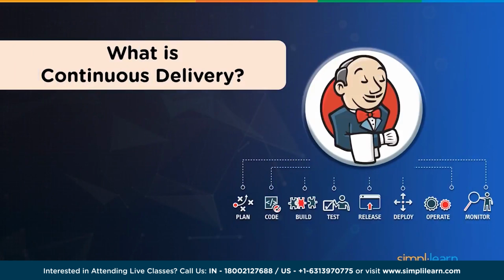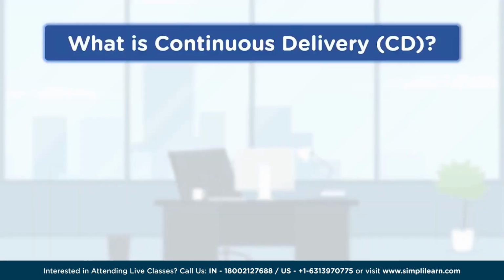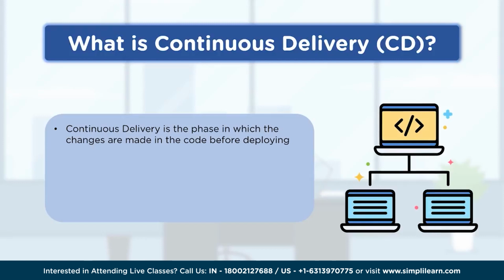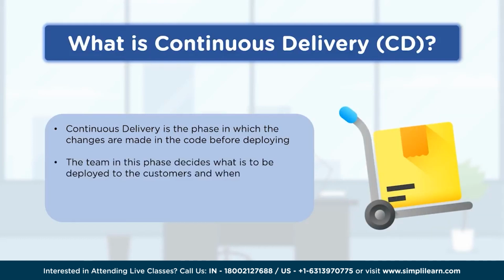Now, what is continuous delivery here? Continuous delivery, also known as CD, is a phase in which the changes are made to the code before the deployment. In this case, we are discussing and validating what exactly we want to deliver to the customer, what exactly we are moving ahead with to the customer. That's what we typically do in continuous delivery.